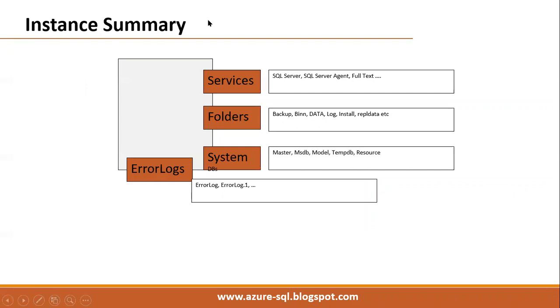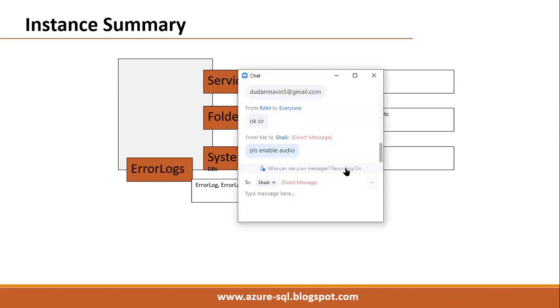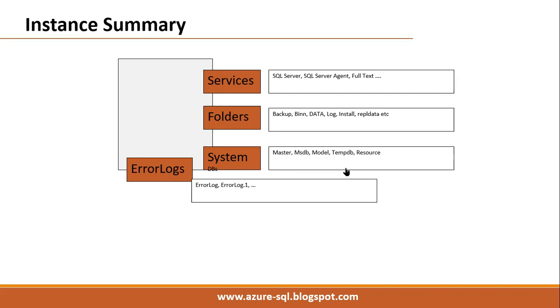Check your next one: the instance summary. The instance summary is very, very important for us. See, an instance is nothing but one server. We have to understand SQL Server. We have already summarized that whenever we install SQL Server one time, we are creating one instance, right? Check here, every instance has four major components. As a DBA, we have to understand these four major components of every instance.